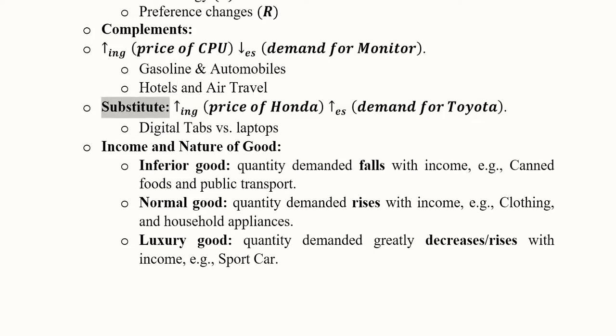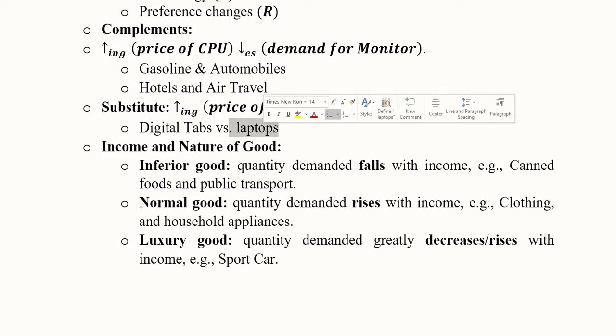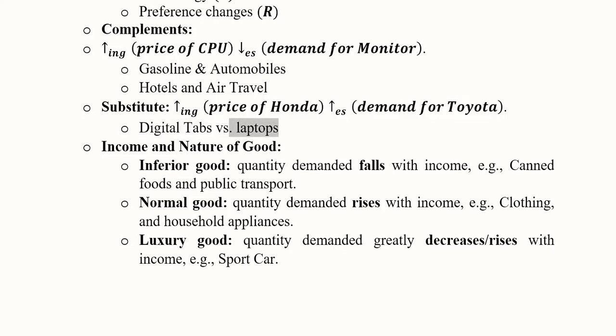There are also the substitutes. For example, if the price of Honda vehicles increases, it is going to increase the demand for substitute vehicles, that is, the vehicles of Toyota. In addition, we have digital tabs and laptops. They are also substitutes. If we do not have a laptop, we can use tabs, and vice versa. So their prices and their quantity demanded are also related.